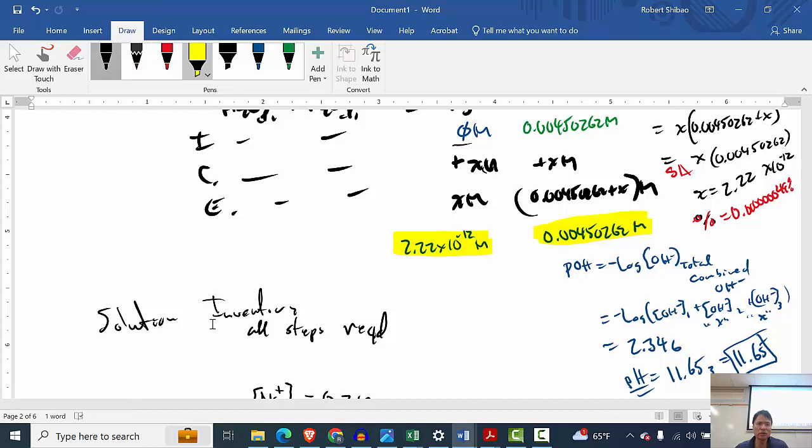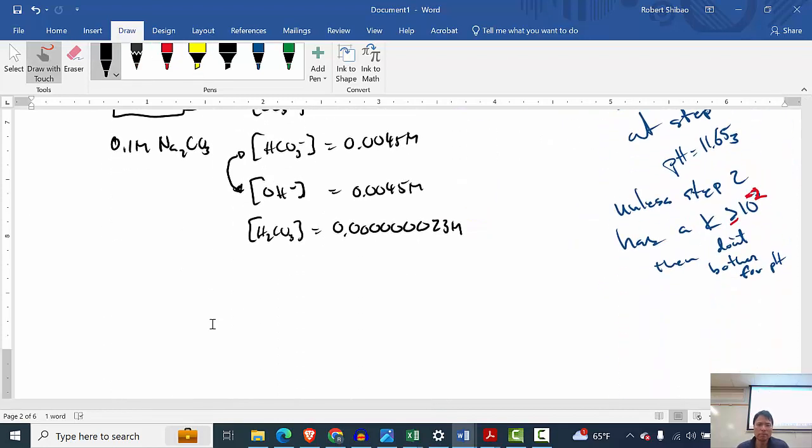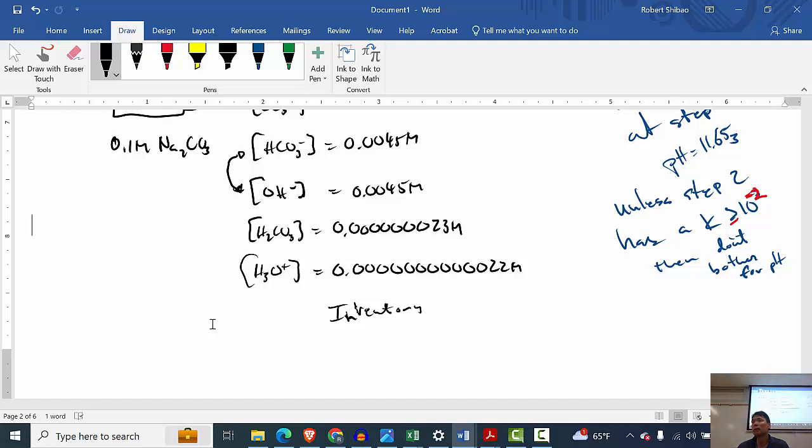11 zeros and a 22. After the decimal, 1, 2, 3, 4, 5, 6, 7, 8, 9, 10, 11, and then a 2, 2. I'm carrying extra digits, so you're not required to, but this is it. So this would be the inventory, what we'd expect to find in this solution. No, you can write it in scientific notation. It's fine.